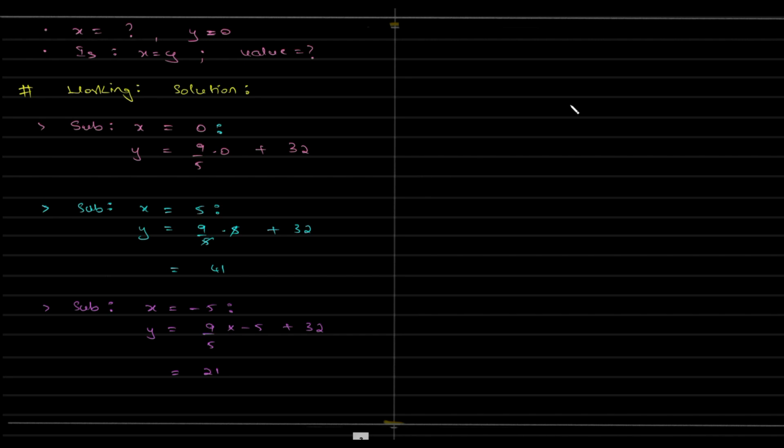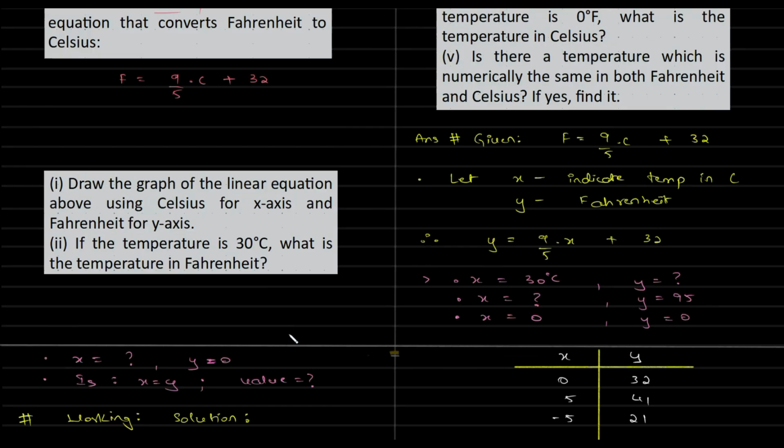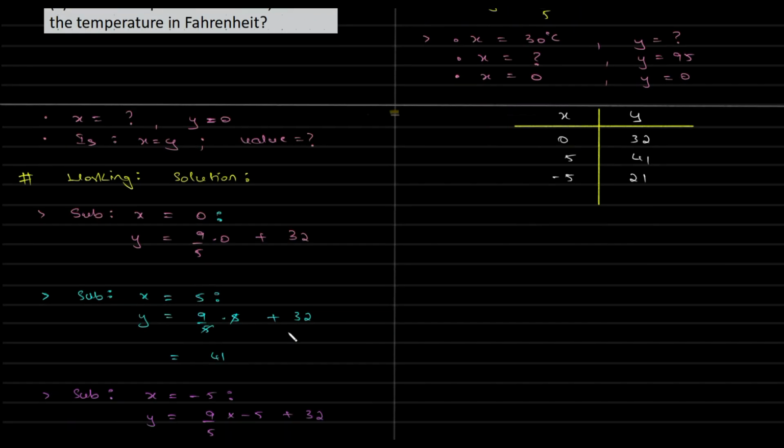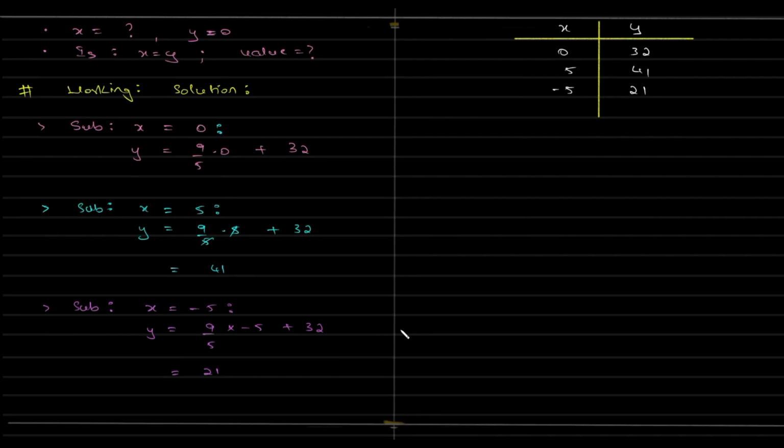And at last, the table. So we have x and y. When x is 0, y is 32. When x is 5, y is 41. When x is minus 5, y is 23. So good variation. Now the important part, the graph. They want values which go up to 95 and they want values which are negative also.